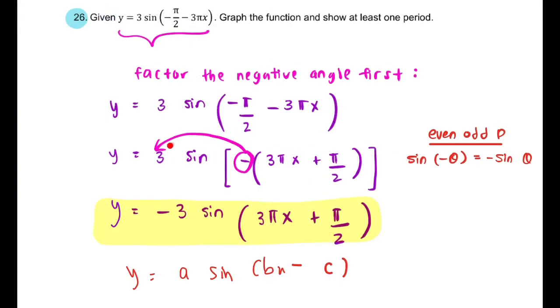When you have factorized out minus, now you can compare with the general equation of the graph, y equal to a sine in bracket bx minus c. So you can see what your a is, you can see your b, and later on you can find the phase shift and so on. Finally, you can graph the function of sine.